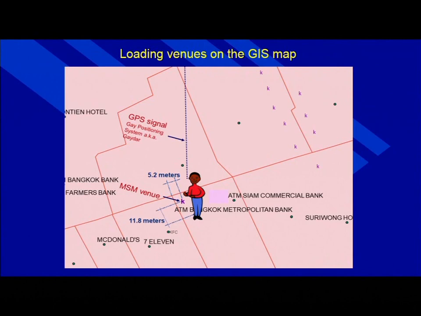So what we do is we physically go to a venue and load the coordinates on the Global Information System map, and you can see there the GPS signal is right here. It's called the Gay Positioning System signal, or also known as GADAR. You may have heard about it. And so here's the MSM venue, and then the signal would load the particular venue on the world map with a precision of about 5 to 10 meters.